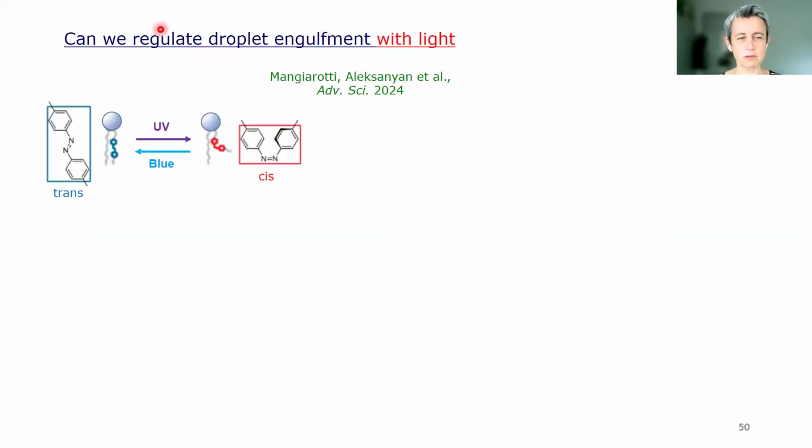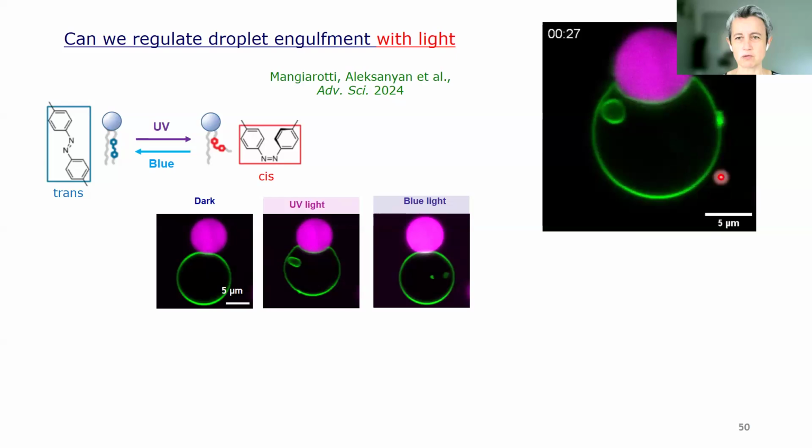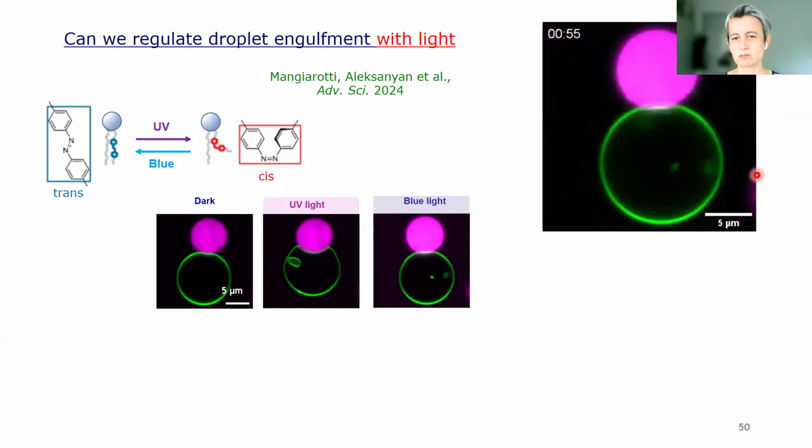Coming back to the droplets, we were wondering if we have this regulator for membrane area, whether we can influence to what extent the membrane wraps the condensate. And it turned out that this is feasible. So you start with a membrane sticking to a condensate, but then when you shine the UV light and increase the area of the vesicle, it tries to wrap more or eat more of the condensate. And this is a movie showing this. This is reversible with blue light.